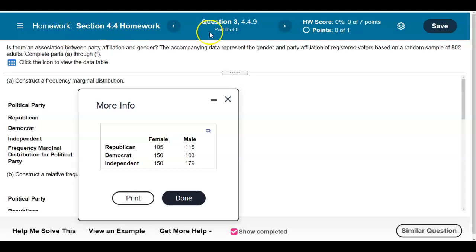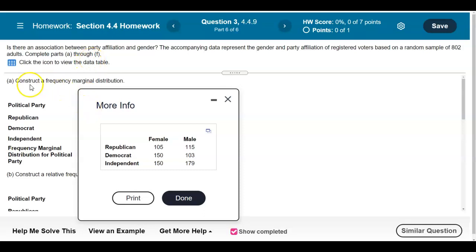Section 4.4, homework assignment 4.4.9. Is there an association between party affiliation and gender? The accompanying data represent the gender and party affiliation of registered voters based on a random sample of 802 adults. Complete parts A through F.